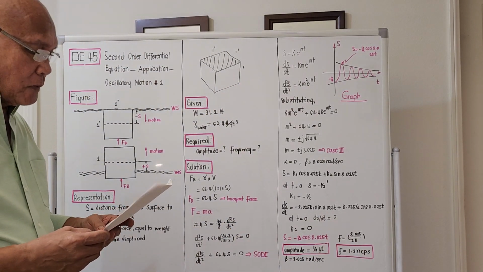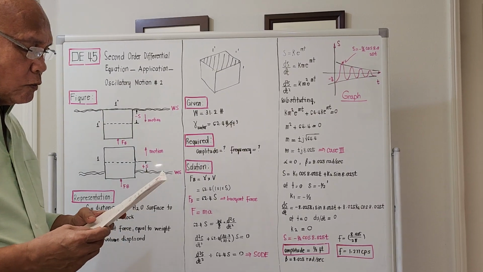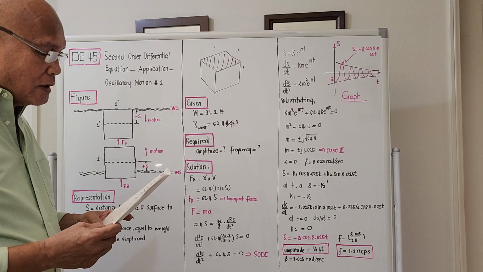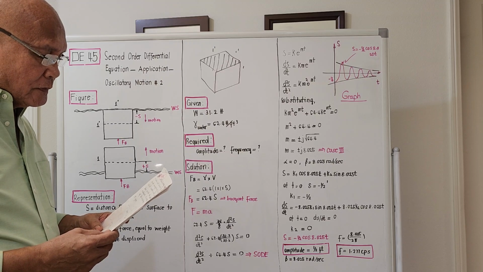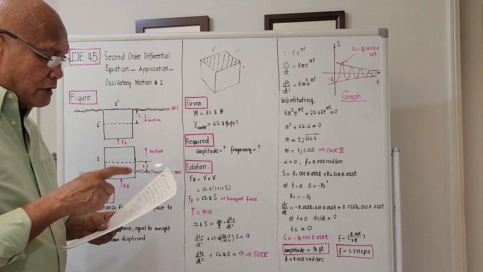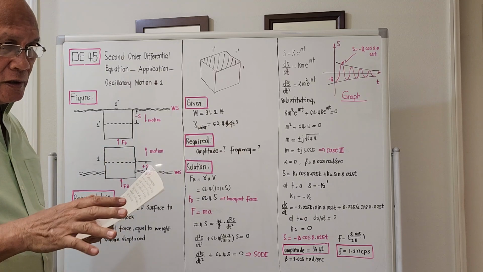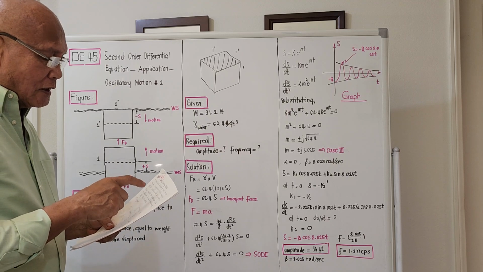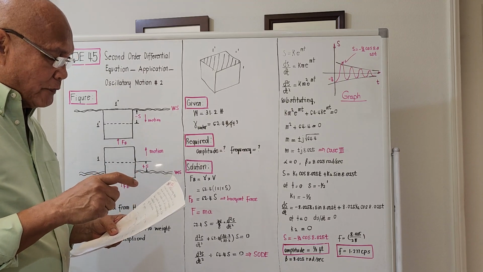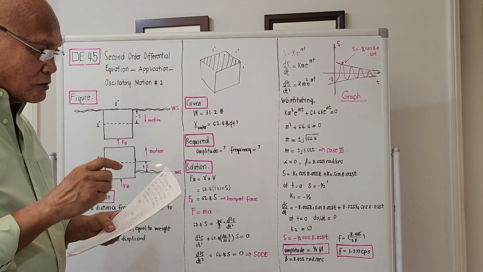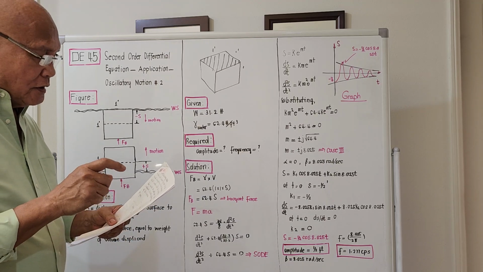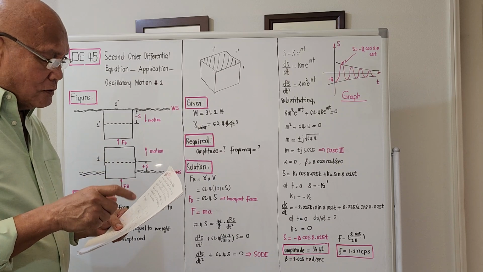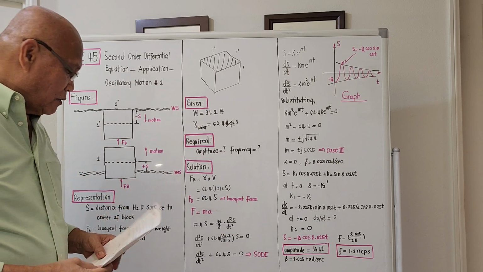A cubical block of wood, 1 foot on a side, and weighing 31.2 pounds, is submerged in still water. The water is not moving, okay? Still water, until its top surface is in line with the water surface. It is then released. Find the amplitude and frequency of its motion.